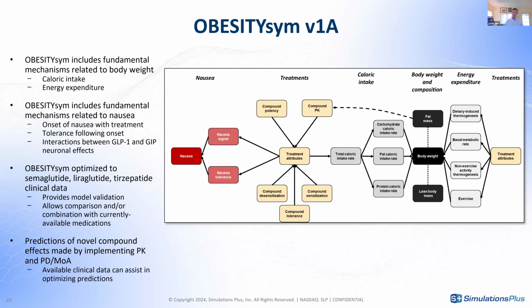Let's see, we've optimized this, as I mentioned before, based on the clinical literature for semaglutide, liraglutide, and tirzepatide. We've also further validated with not only some of those subsets of data, but also some nutritional intervention studies. And then, of course, this enables us to make predictions of novel compounds with potentially novel treatments or targets, or even similar targets but different PK, different potency, all of the above. Therefore, we can utilize this to ensure that the next wave of treatments is better than the current wave, to really help the clinical development programs.